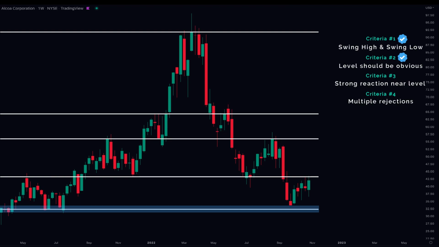The last level is a key level too since it respects all the criteria. Obvious level, strong reaction, and 3 touches. This marks the end of our first example.